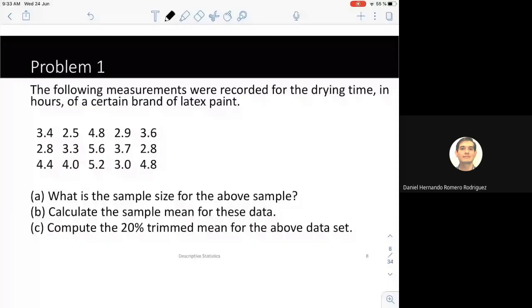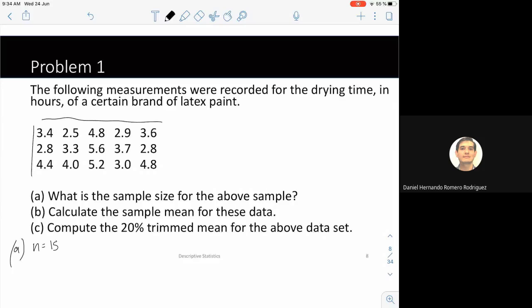So let's check this example. We're told that some measurements were recorded for drying time in hours for a certain brand of latex paint. We know there are in total 15 observations here, 3 times 5. Now let's answer the questions. The first one is: what is the sample size of the above sample? The sample size refers only to the number of observations. So there are 15 observations. That was an easy question.